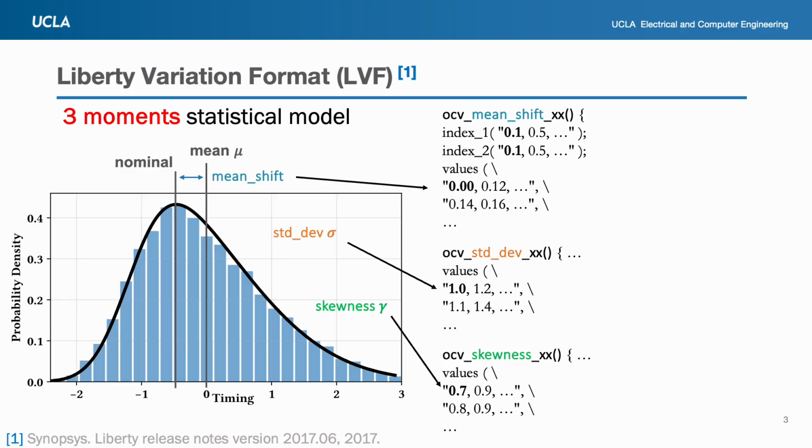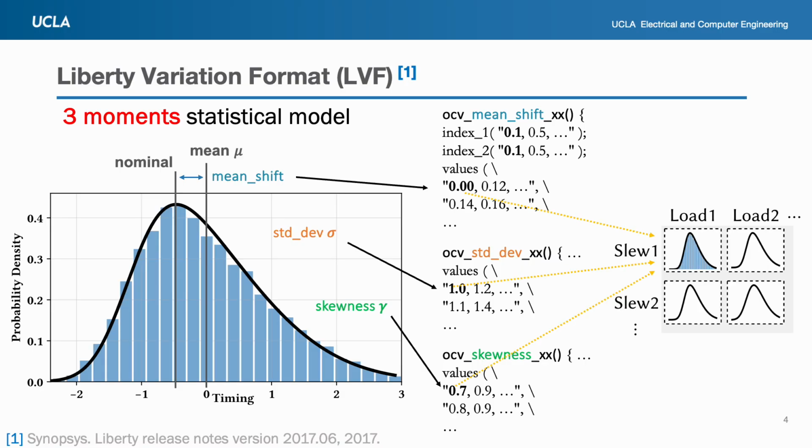It uses a statistical model with three moments to describe one distribution. Same as a Gaussian distribution, the first two moments are the mean value mu and the standard deviation sigma. It also uses the third moment gamma so that it can describe the degree of skewness. It uses three n by n lookup tables to record n by n timing distributions, each corresponding to one of the three moments. Here, the lookup tables are in the form of Liberty, the .lib file that we are very familiar with.